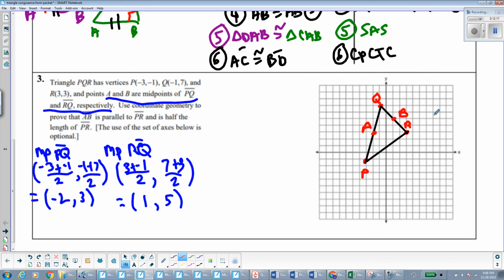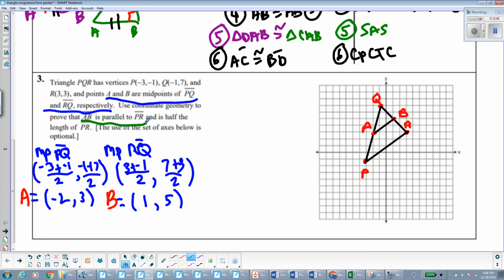So now we've found points A and B. We have their coordinates right here. I'll label this as point A and this as point B, so we know that. It says use coordinate geometry to prove that AB. So I need to have a line segment AB. So let me connect these together. So we're proving that AB is parallel to PR and is half the length of PR. So let's start with the parallel part first.